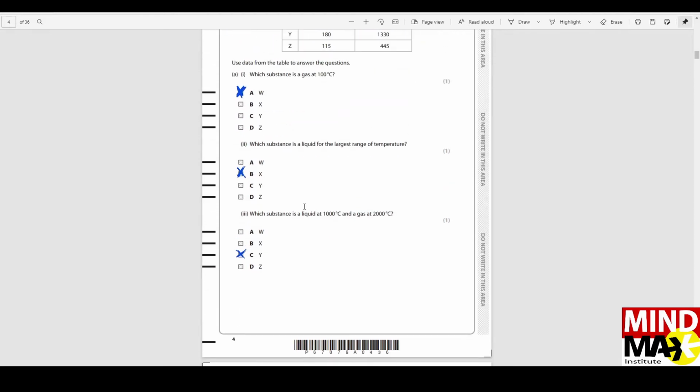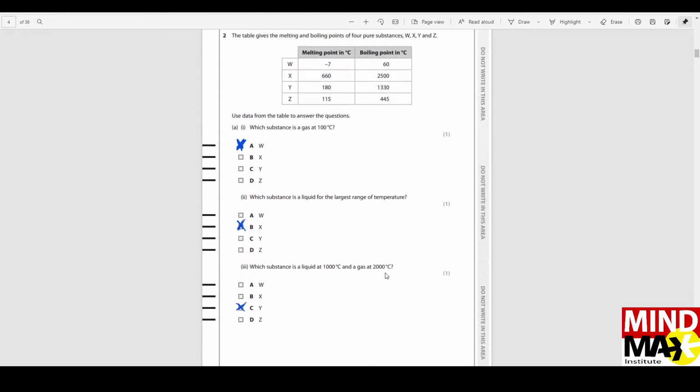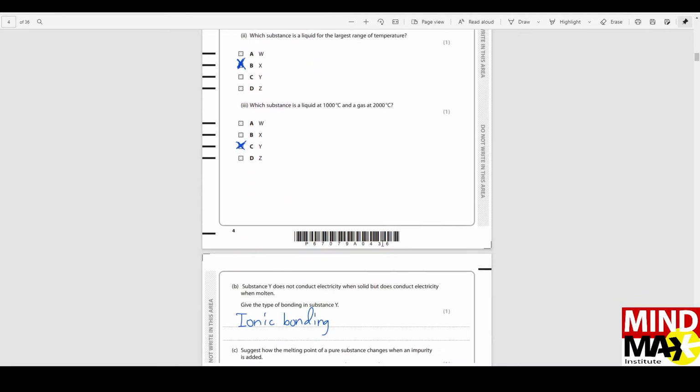Which substance is a liquid at 1000 degrees Celsius and a gas at 2000 degrees Celsius? So you have to find a liquid which has melting point less than 1000 and it has a boiling point less than 2000 as well, right? So that is Y, because Y, it melts at 180 and it boils at 1330. So it melts before 1000 degrees Celsius and it also boils before 2000 degrees Celsius.